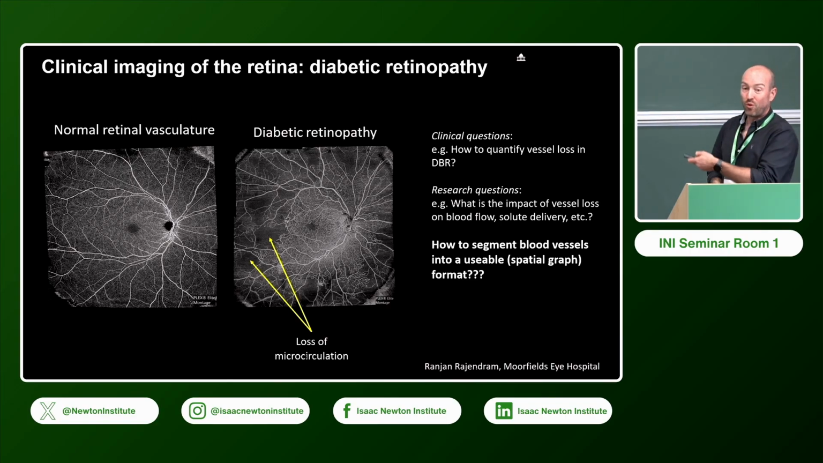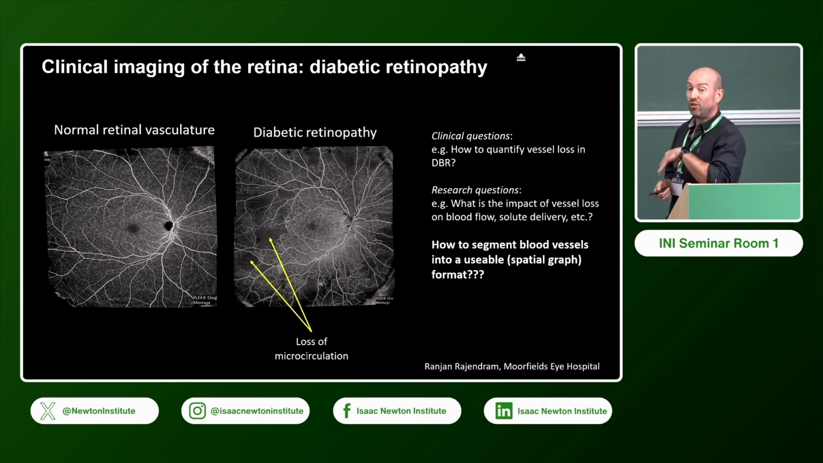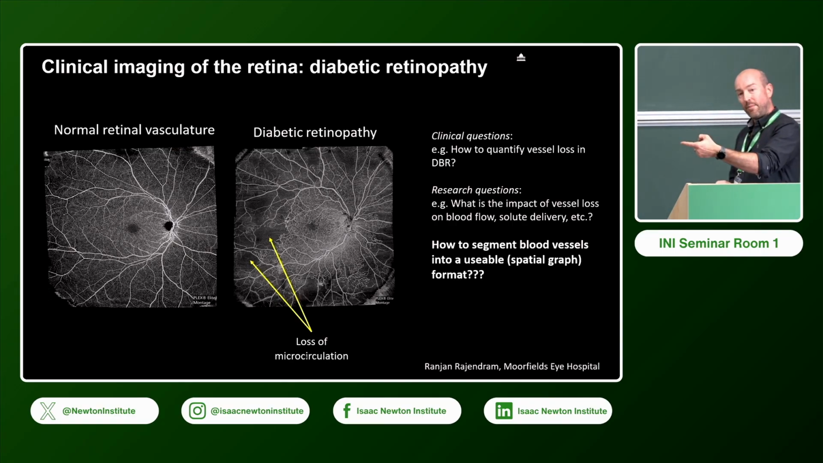He's interested in just quantifying this stuff. I'm more interested in, what is this due to blood flow in these networks? How does it change delivery characteristics? But the key question is, how do you segment these blood vessels into a usable format? And when I say usable, I mean like a spatial graph, so nodes connected by edges, in the way that we can do the same kind of fluid dynamics analysis as I showed you in the mouse models, and then hopefully do something a bit more clinically useful.